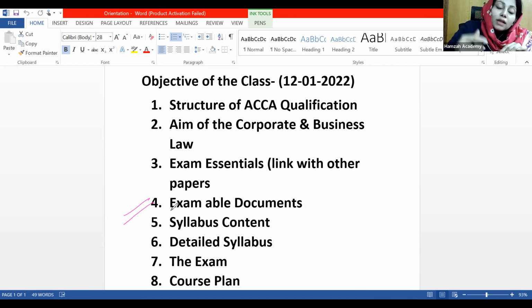So all the documents, the exam structure, the aim of your paper, the essential links are supported by the ACCA website. So you can also have a check and balance time to time on where we are. If half of the classes have passed, have we studied half of the syllabus or not? And if we have studied half of the syllabus, how much practice have we done during the class?